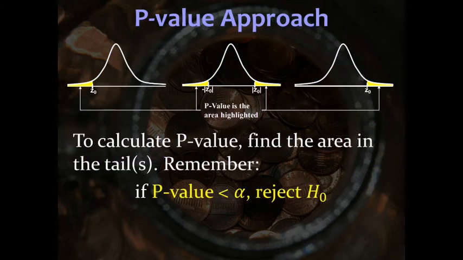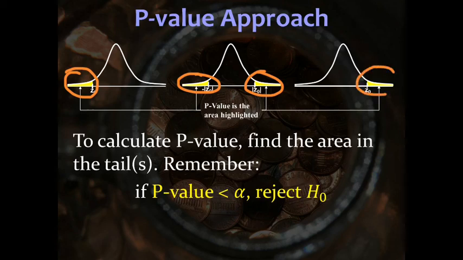All right? So the p-value approach is to calculate the p-value, we are looking for the area in the tails. So if you're doing a left tail test, you're looking for the area over here. For the two tail test, you look in the middle diagram. And for the right tail test, you look at the probability that it falls in that right area. And remember, if the p-value is less than your alpha value, you will reject the null.